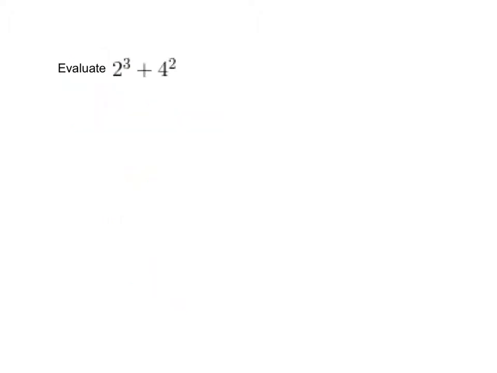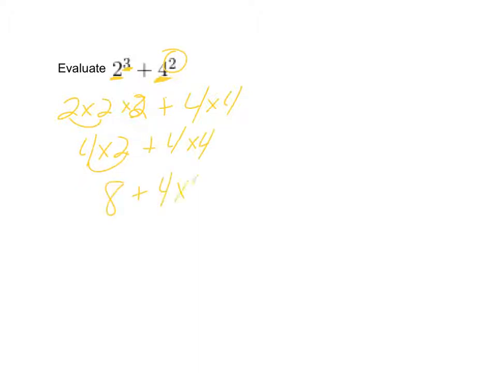Now we're going to evaluate 2 cubed plus 4 squared. So for each one, for the first, my base is 2. My exponent is 3, so I'm going to take 3 2's and multiply them together. Now I'm going to add to that. I've got 4's, and I've got 2 of them being multiplied together, so 4 times 4. So I can multiply these. 2 times 2 is 4. 4 times 2 is 8. 4 times 4 is 16. So I've got 8 plus 16, which is 24. So 2 cubed plus 4 squared is 24.